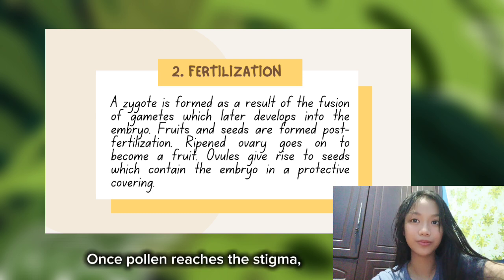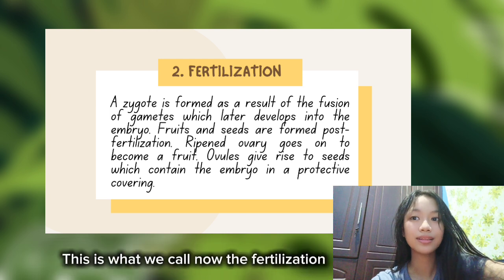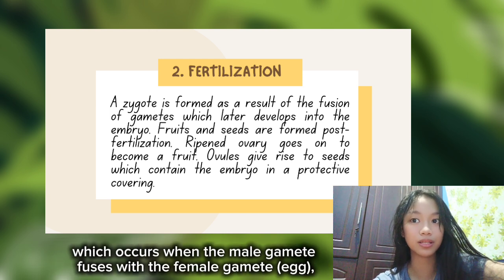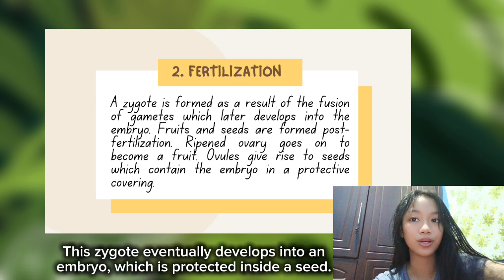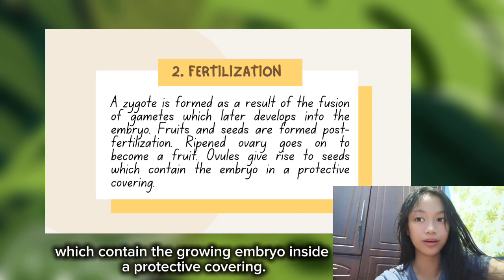Once pollen reaches the stigma, a pollen tube forms and carries the male gamete to the ovule inside the ovary. This is what we call fertilization, which occurs when the male gamete fuses with the female gamete, forming a zygote. This zygote eventually develops into an embryo, which is protected inside a seed. So after fertilization, the ovary develops into a fruit and the ovules become seeds, which contain the growing embryo inside a protective cover.